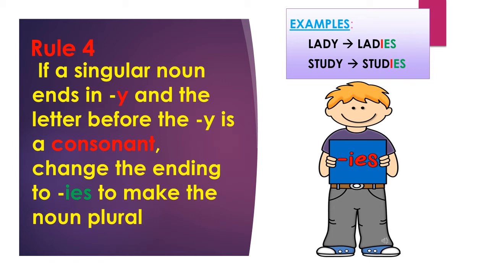So we change the ending to IES to make the plural noun. Example, lady. Pay attention: lady ends in y, but directly before it there is a consonant, D. So it becomes ladies. One lady, two ladies. Study, studies.